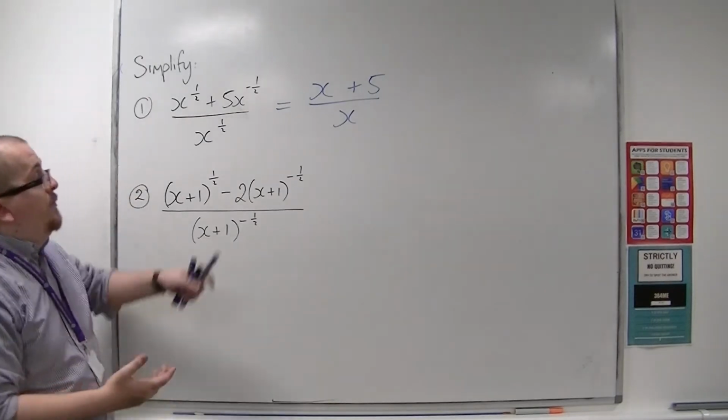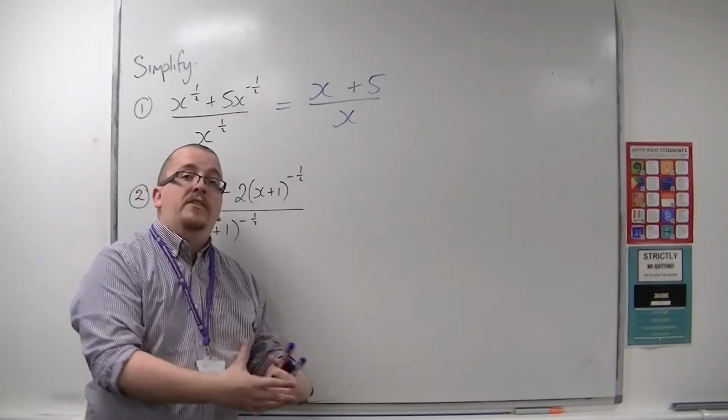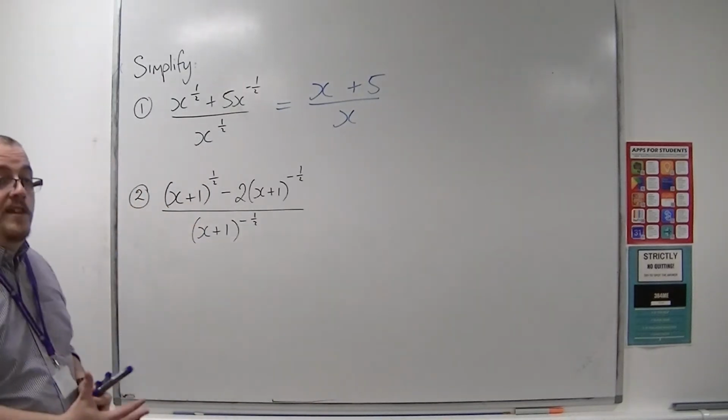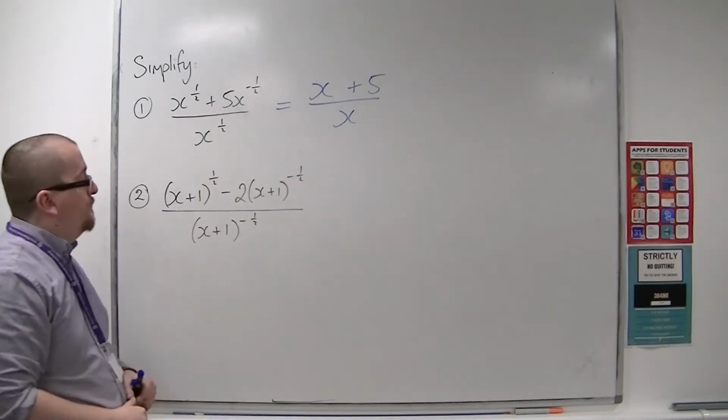In which case, if you had to put that equal to 0, then I can immediately say that x would have to be minus 5. Okay? So it is quite useful in that version.